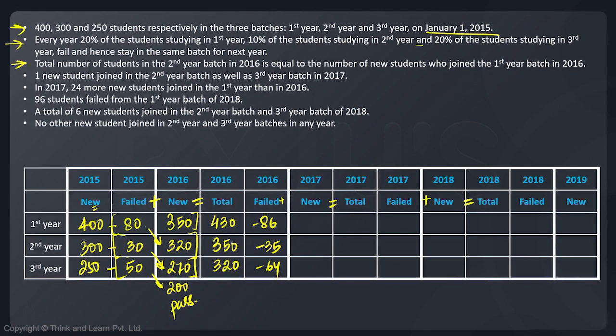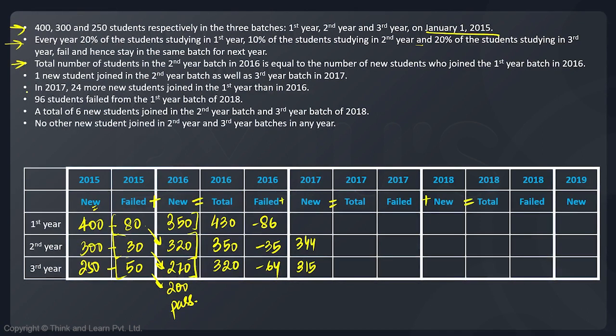Now, out of these 350, if 35 students fail, that means the new students who will move over is 315. Out of these 430, if 86 students fail, we will be left with 344. So 344 students will be new students for that particular batch, right? And the total number of students we will have is going to be 35 plus 344 and 64 plus 315 and so on.